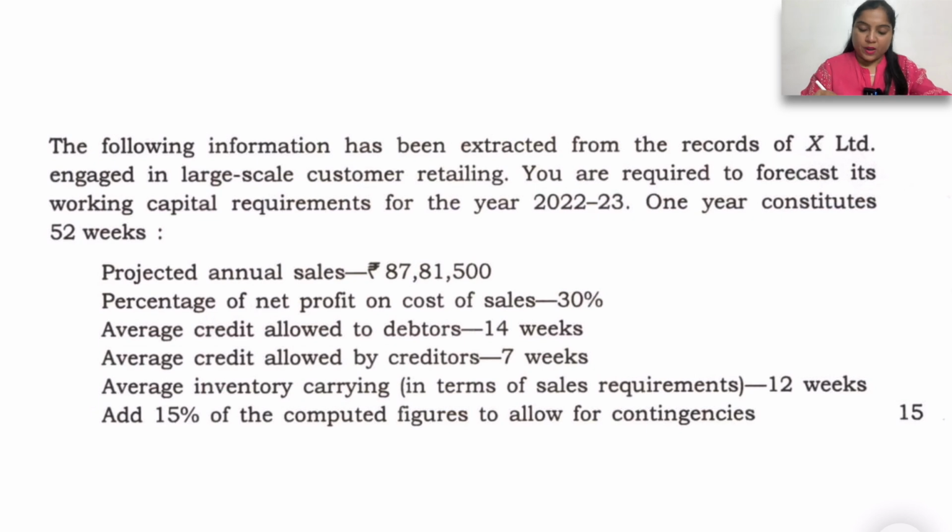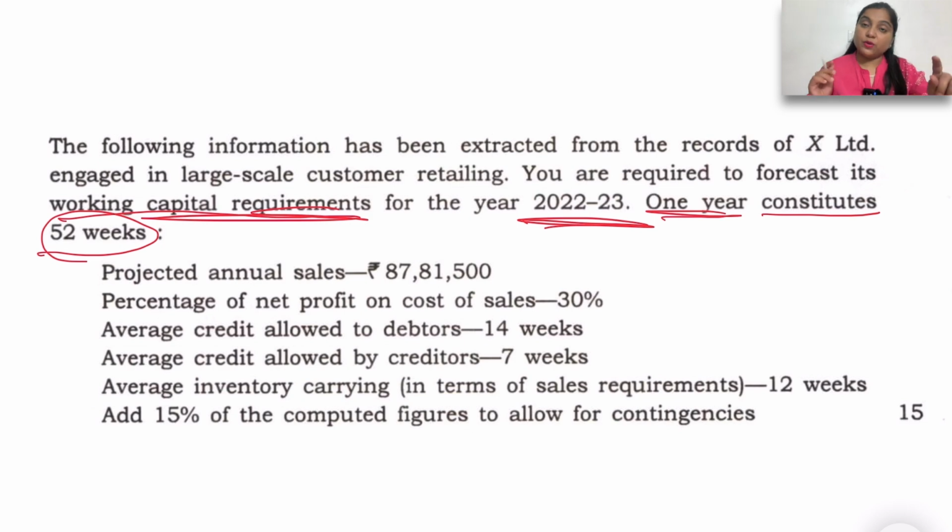customer retailing. You are required to forecast its working capital requirement for the year 2022-23. 1 year constitutes 52 weeks. So the demand of the equation is you have to consider the 52 weeks only. Now don't contradict the examiner or the question raised. You have to go with the flow of what is given in the question. So it's my humble request, don't waste your time in contradictions here.